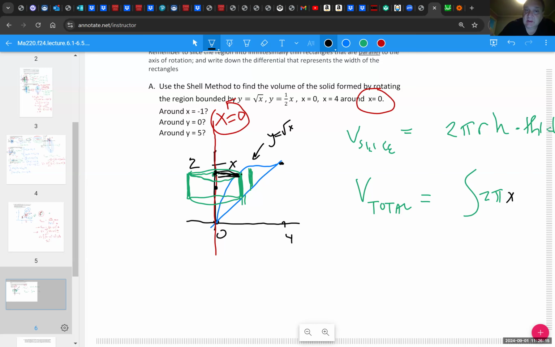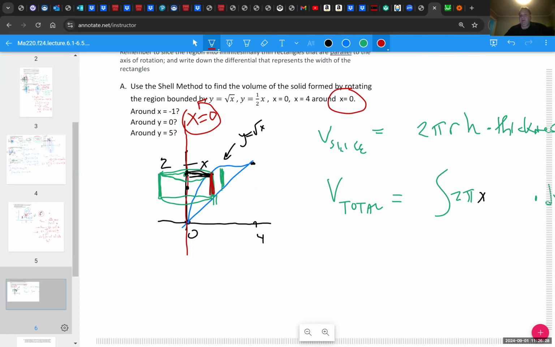So what about the height? Well, the height is the height of our cylinder, which is from here to here. That's a vertical distance, so it has to do with y's. All vertical distances are measured in terms of y. It's between the square root of x on the top, and what's the bottom thing that's guiding it? Well, that's the other function, 1/2 x. So this vertical slice in red has a top part of y equals square root of x and a bottom part of 1/2 x.